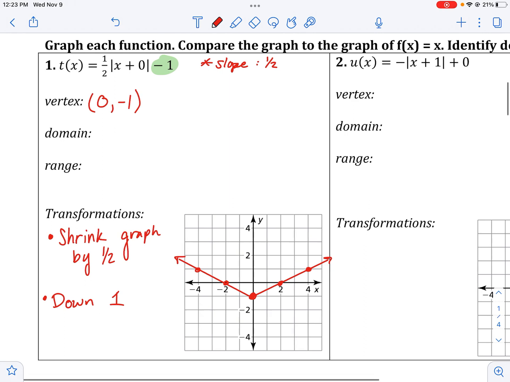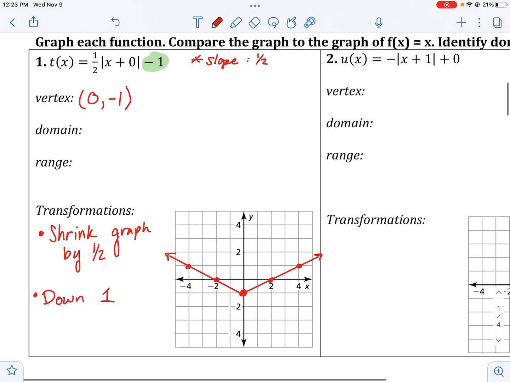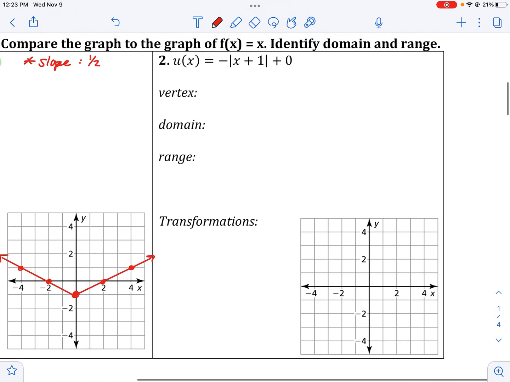Okay, let's just focus on that for right now. Let's just ignore the domain and range for right now. Let's look at the vertex and the transformations. So first thing I notice, I have a -1 outside my absolute value bars. So the transformations, I know if it's negative, it should flip down. So I'm going to have an upside down V for this graph.